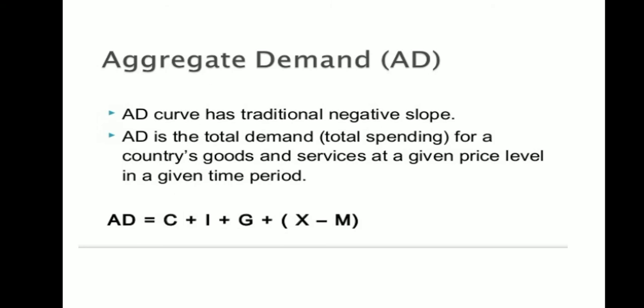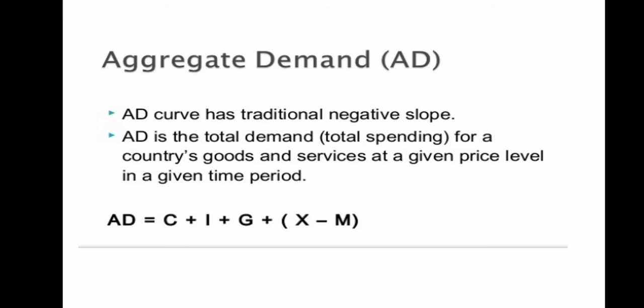AD is the total demand or total spending or total expenditure on a country's goods and services at a given price level at a given period of time. So at a particular point, what was the price and what was the total expenditure done by the citizens of that country is called aggregate demand. In short, as a functional equation, AD equals C plus I plus G plus X minus M.